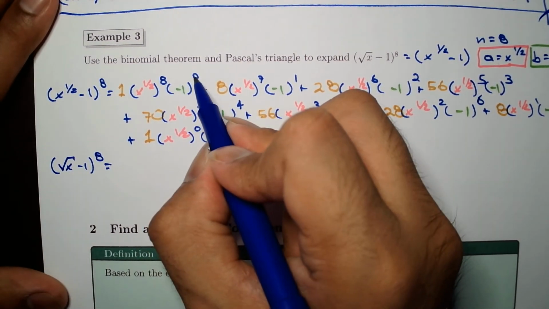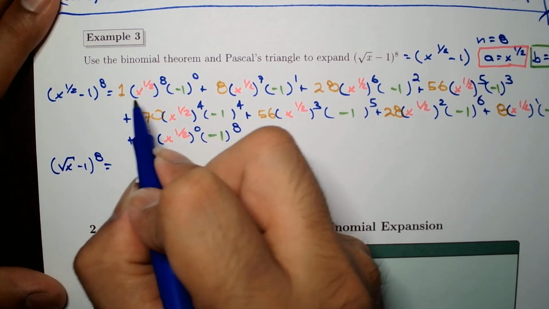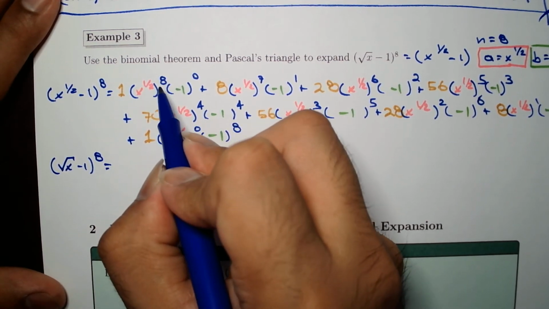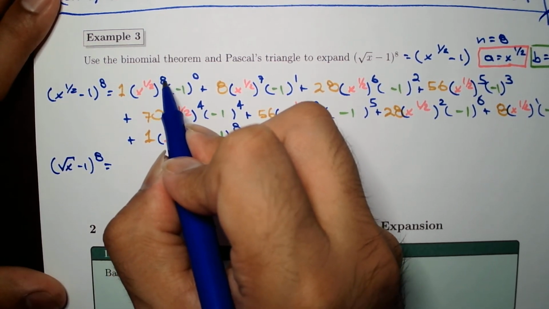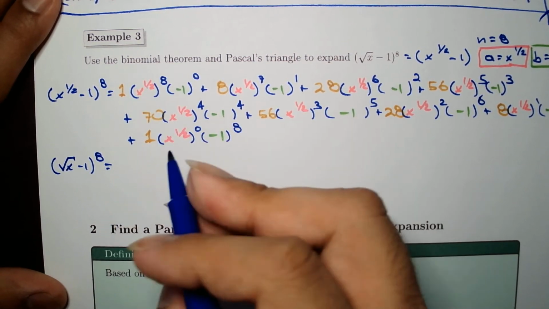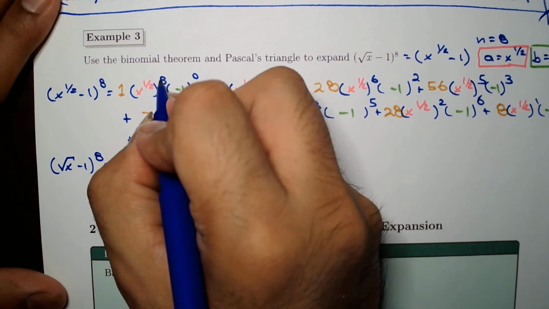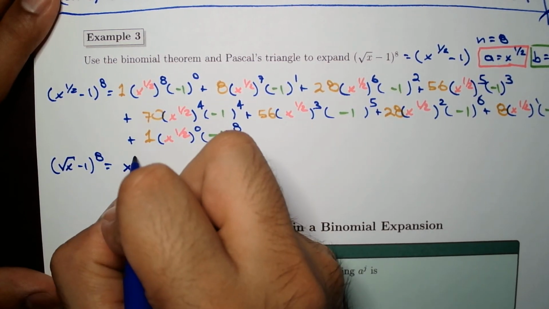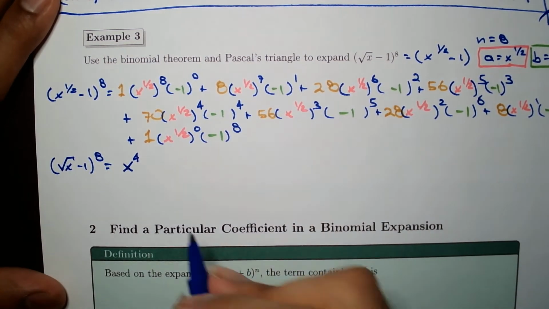Alright, so negative 1 to the 0 is 1. 1 times 1 is 1. x to the 1/2 raised to the 8th. Well, a power of another power, multiply the powers. So 1/2 times 8, that's 8/2. But 8/2 reduces to 4.